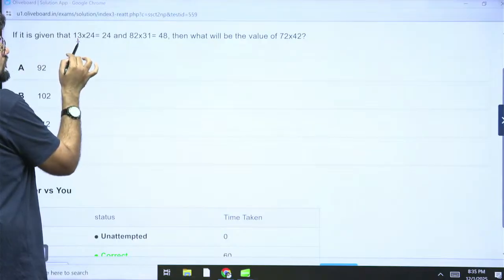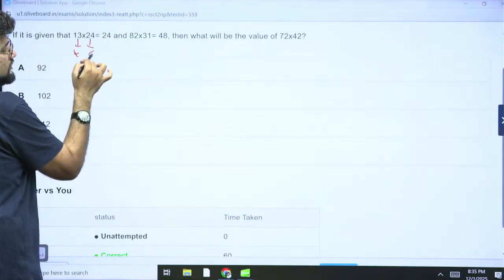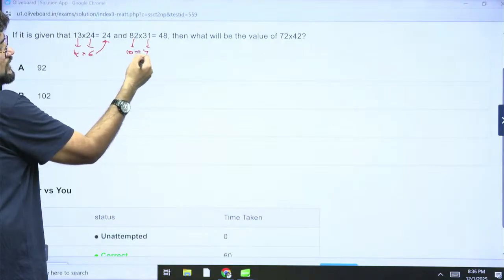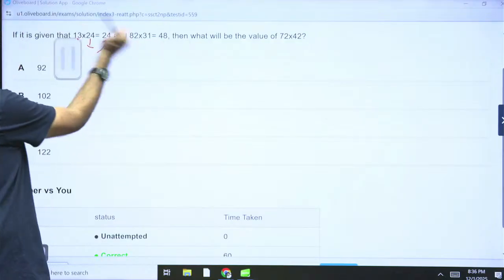A lot of people will do this. 3 plus 1 is 4, 4 plus 2 is 6, multiply and you get 24, but it is not working here. This is 10 and this is 4, multiply and you get 40, not 48. Think the other way around.